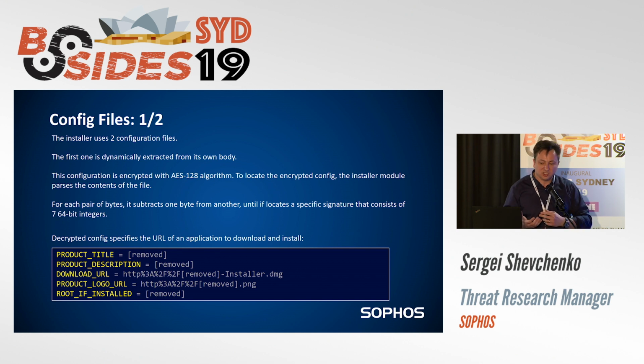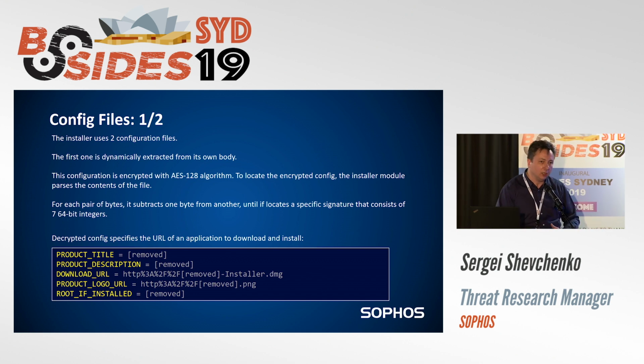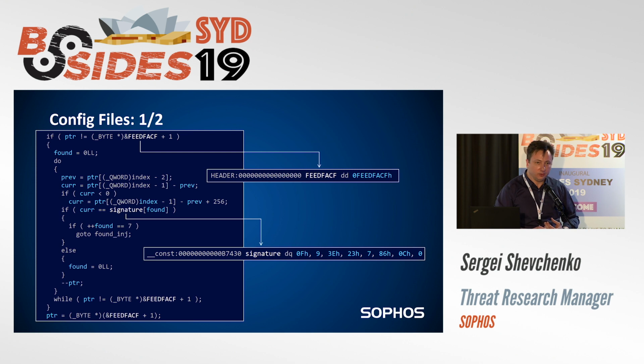The config itself contains the product title, product description, icon URL, and download URL. This is when the installer fetches the original, legitimate installer from the remote site and executes it. And this assembly shows you this method, how they find it.